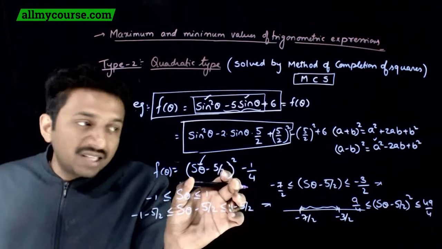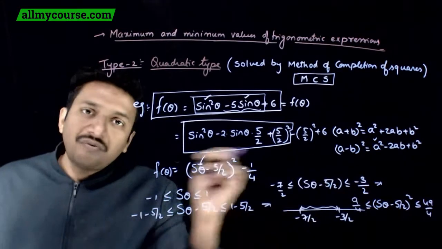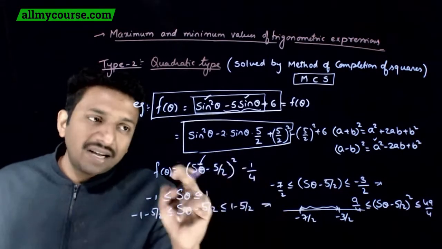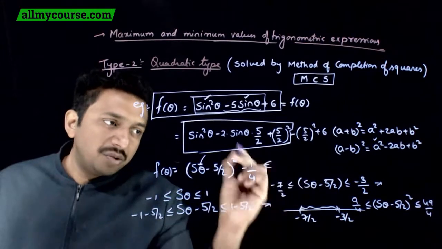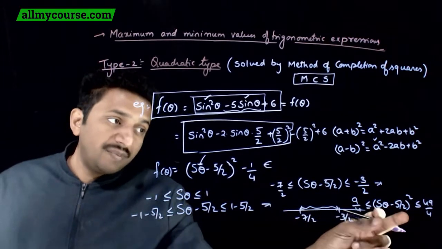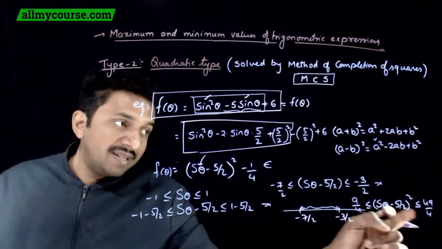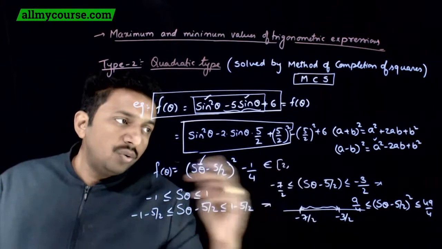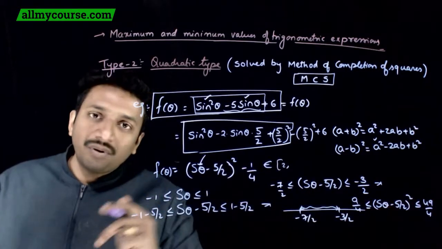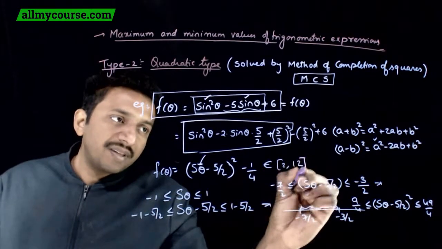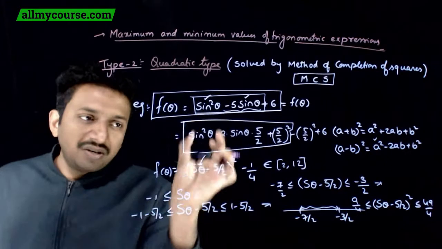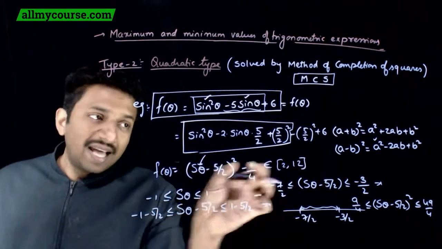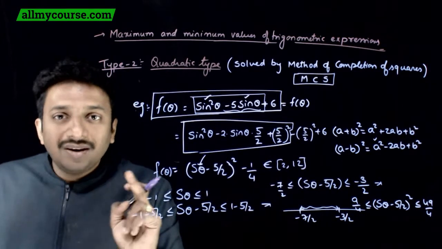So this expression lies between 9 by 4 and 49 by 4. And if you subtract 1 by 4 from this side as well as this side, you get 8 by 4, which is 2, and you get 48 by 4, which is 12. That means this expression lies between 2 and 12.